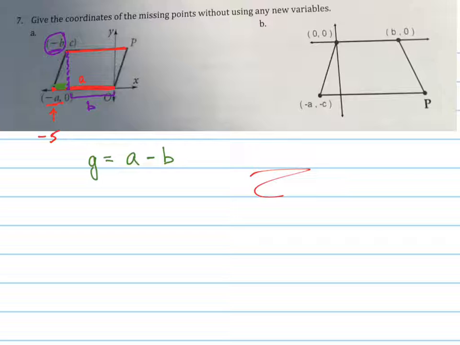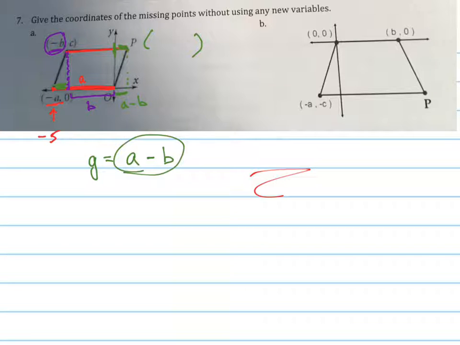So listen to me. If that's the case, where else is there a green line on my picture? Can you see right here? That's the green line. So what's this green value? What did we just say? It's A minus B. So what's the x coordinate of this point up here? The x coordinate is going to be this distance right here, which is the green distance, which is A minus B.